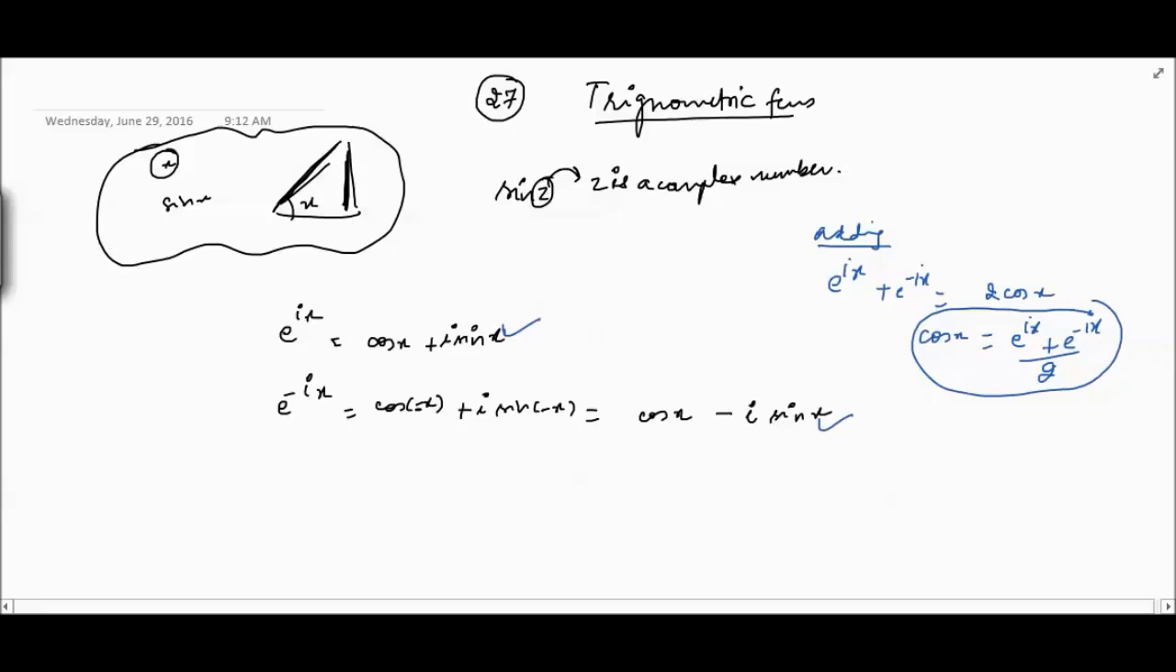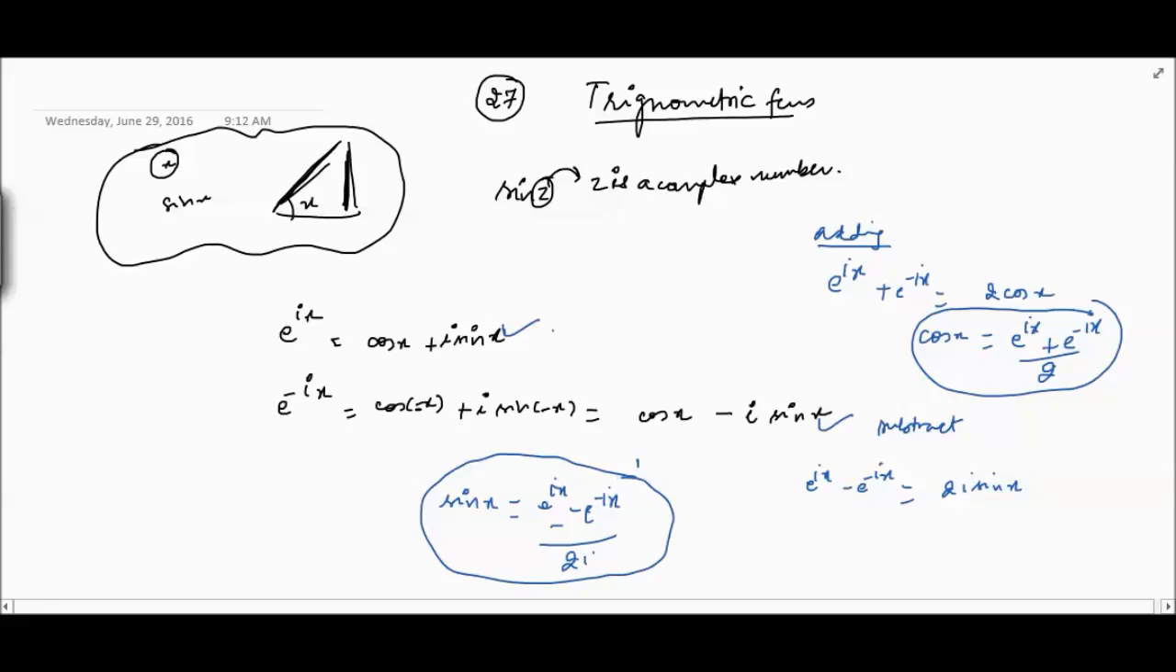Similarly, you can subtract these two equations. When you subtract, you get e raised to power iota x minus e raised to power minus iota x is equal to 2 iota sine x. Therefore sine x is equal to e raised to power iota x minus e raised to power minus iota x, upon 2 iota. So these are the values of sin x and cos x when x is real.